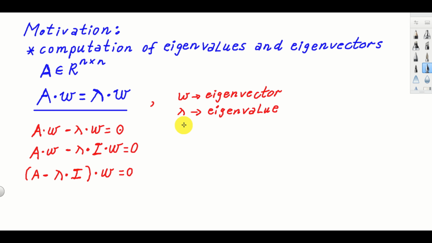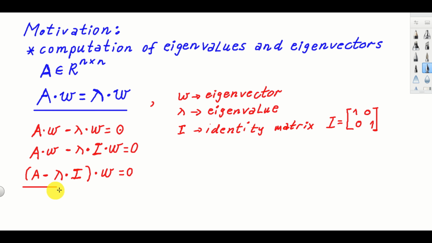And over here I will write that I is the identity matrix. In the case of 2 by 2 matrices, the identity matrix looks like this. It has ones on the main diagonal and zeros off the diagonal. Okay. So what I did over here, instead of W, I can write I multiplying W, since identity matrix multiplying a vector produces the vector. Okay, so this is the main equation.